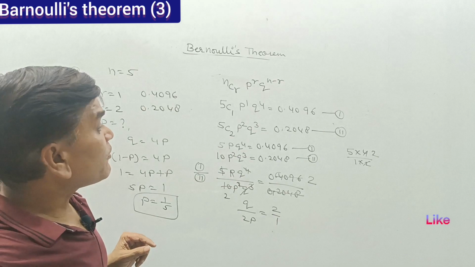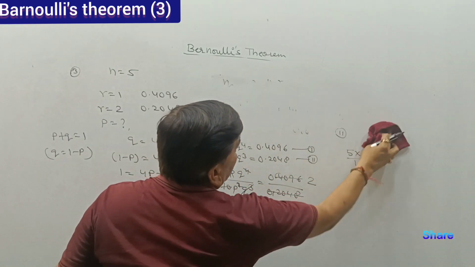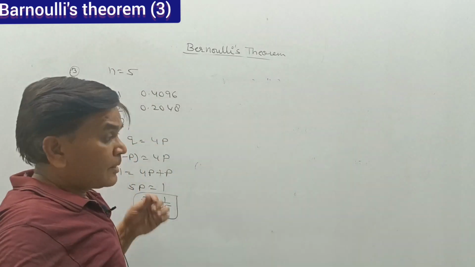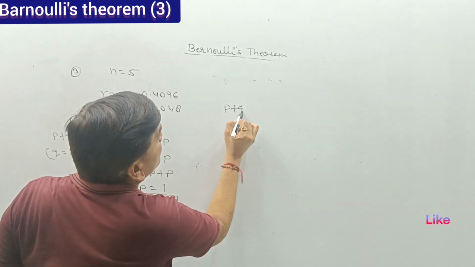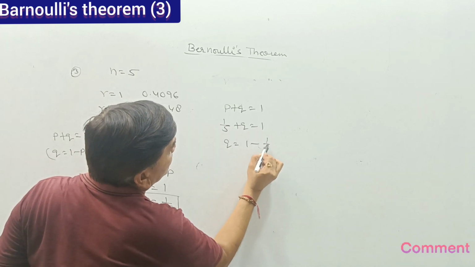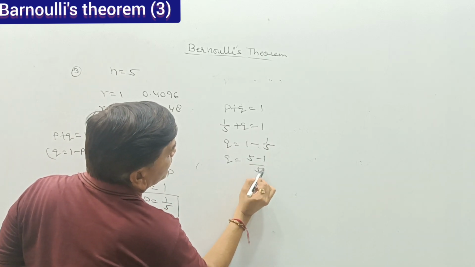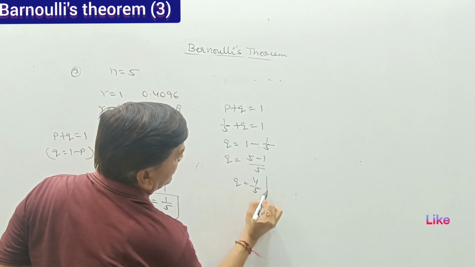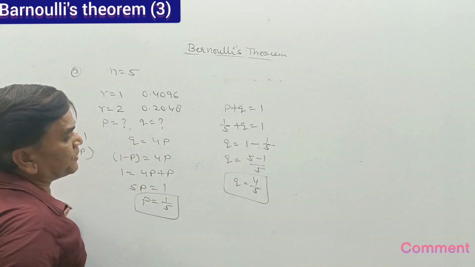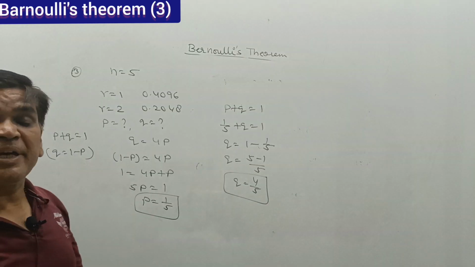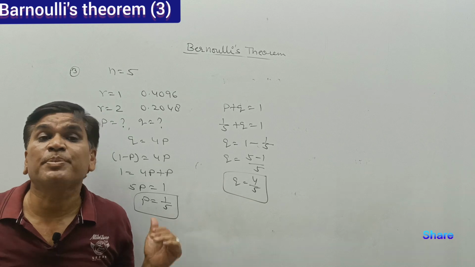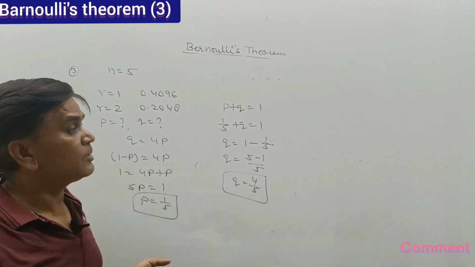Now we know that p plus q is equal to 1. So 1 by 5 plus q is equal to 1. So q is equal to 1 minus 1 by 5, which is 5 minus 1 upon 5. So the value of q is equal to 4 upon 5. We had to calculate the values of p and q, and we have calculated them. In this manner also, in examination, there may be a question of Bernoulli theorem in this pattern. So you can solve this also.